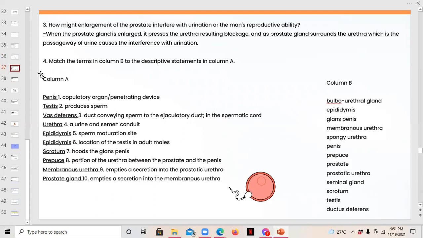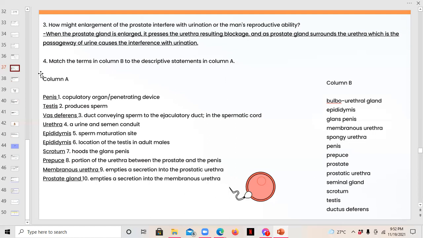Number 4. Match the terms in column B to the descriptive statements in column A. Number 1. Erectile organ or penetrating device. The answer is penis. Number 2. Produces sperm is testis. Number 3. Duct conveying sperm to the ejaculatory duct in the spermatic cord is vas deferens. Number 4. A urine and semen conduit is urethra.